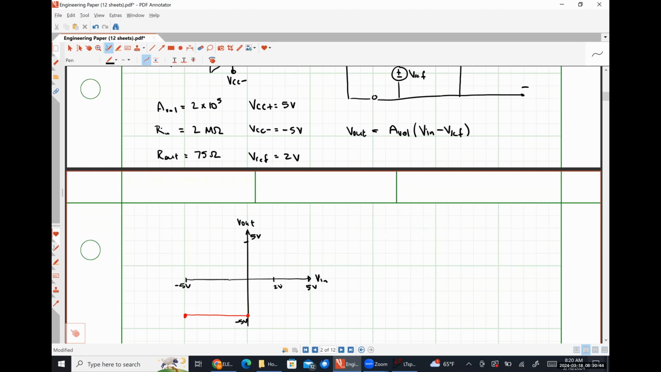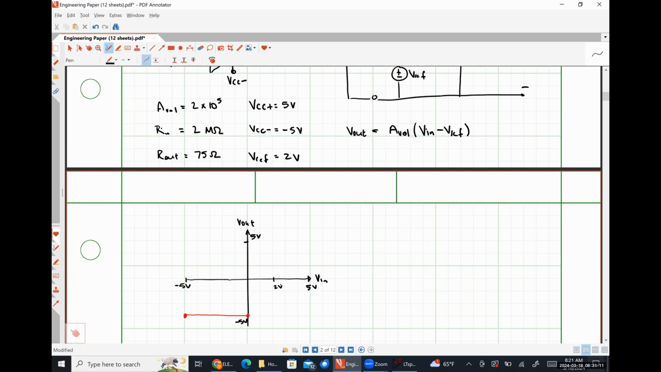Calculator. So we're going to have 200,000 times 1.99 minus 2, comes out to be negative 2,000 volts, which is still significantly more negative than VCC minus.